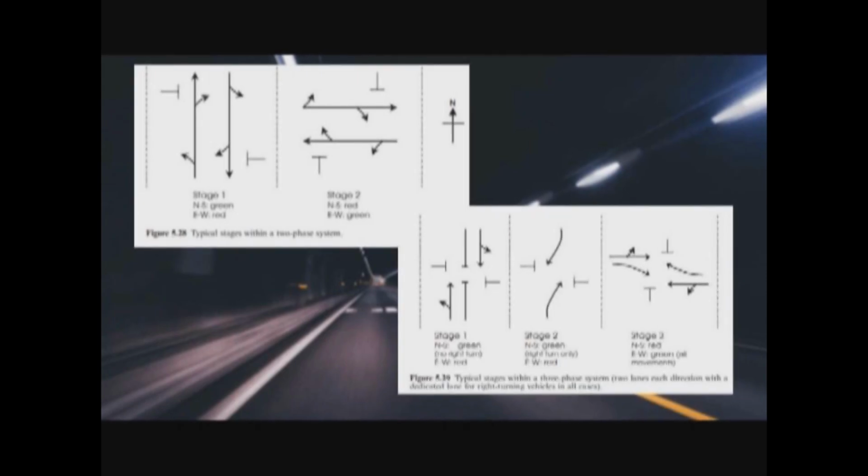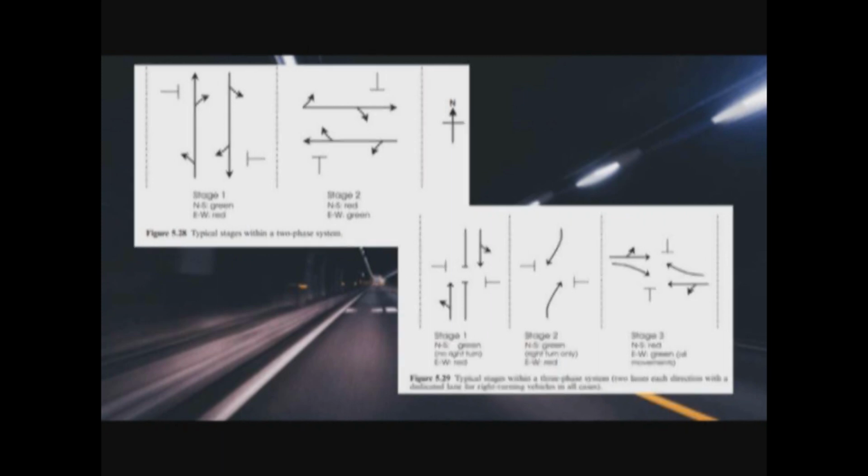In Figure 5.28, we have the typical stages within a two-phase system. Since this is a two-phase system, we have 2 stages, stage 1 and stage 2. In stage 1, the north to south is green and the east to west is red, while in stage 2, the north to south is red and the east to west is green.